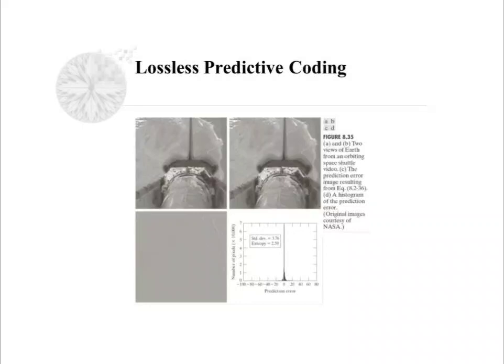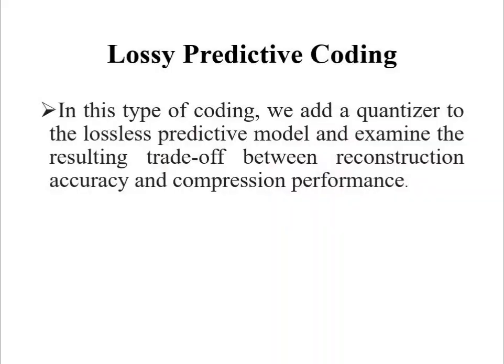The next type of predictive coding is lossy predictive coding. In this type of coding, we add a quantizer to the lossless predictive coding model and examine the resulting trade-off between reconstruction accuracy and compression performance. As the figure shows, the quantizer, which replaces the nearest integer function of the error-free encoder, is inserted between the symbol encoder and the point at which the prediction error is found.